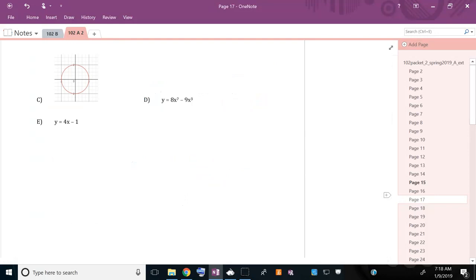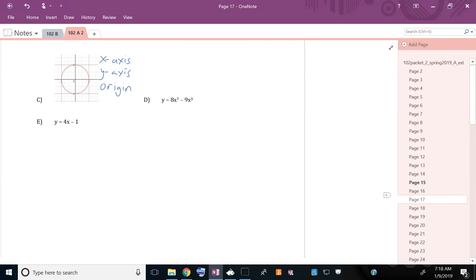Now here, that's a circle. That will be symmetric about the x-axis. However, it's also symmetric with the y-axis. And if I turn it upside down, it also looks the same. So this also has origin symmetry. It is possible to have all three.